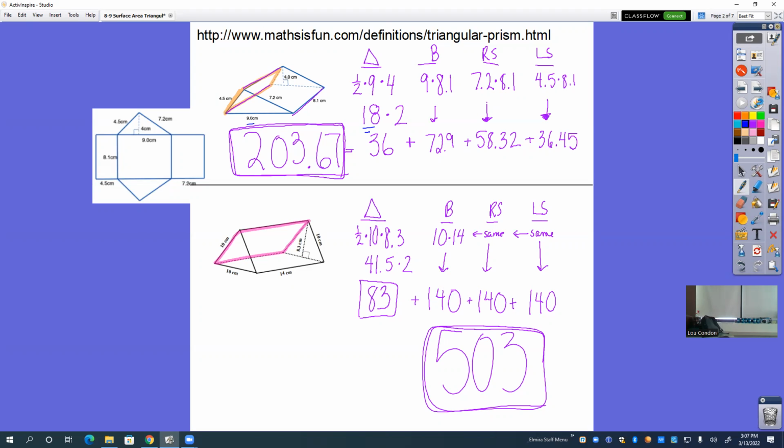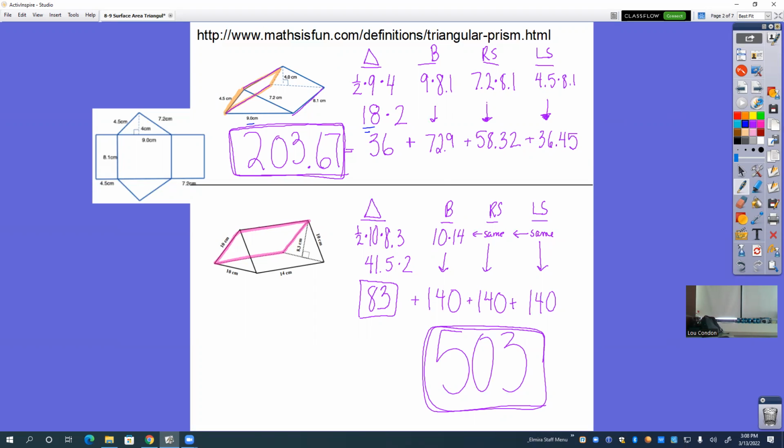And lastly, the left side that's highlighted in orange, 4.5 times 8.1 equals 36.45. Then when you add these 4 areas together, you get 203.67. That is the total surface area of this prism.